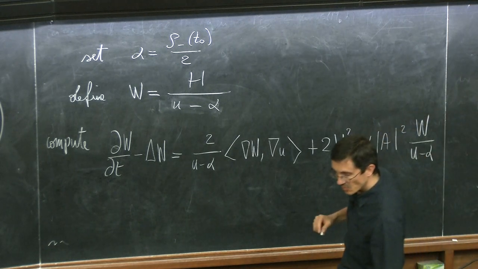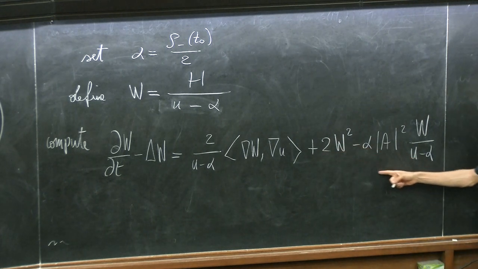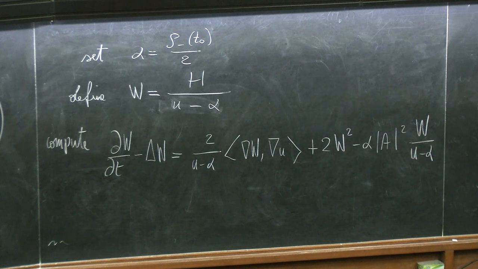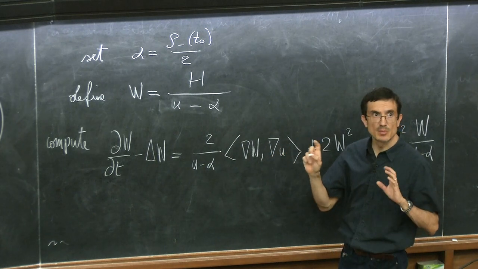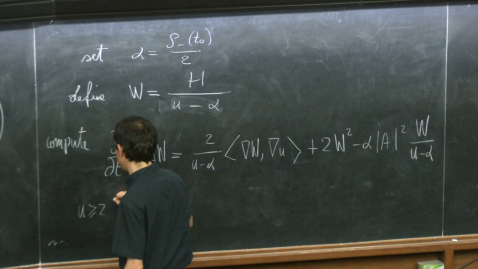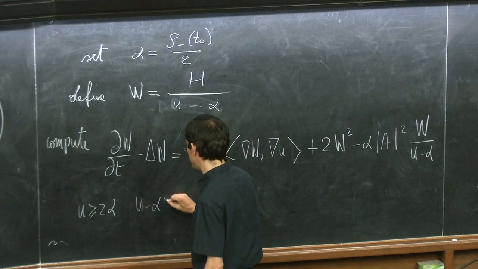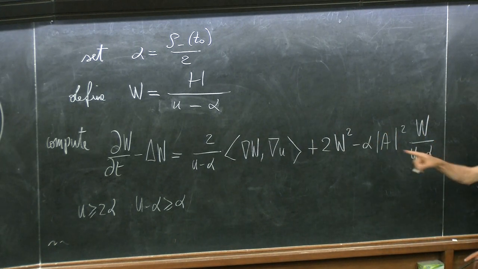Okay, we want to find a bound from above on W. So we have to look at the reaction term. We have a positive term and a negative term. The point is that this denominator basically has a controlled size from above and from below, because we know that U is greater than or equal to alpha, so U minus alpha is greater than or equal to alpha itself. We also have an upper bound, but we will need it later.